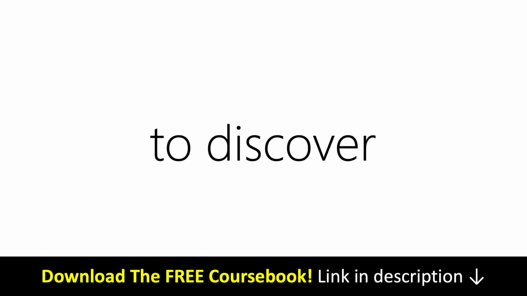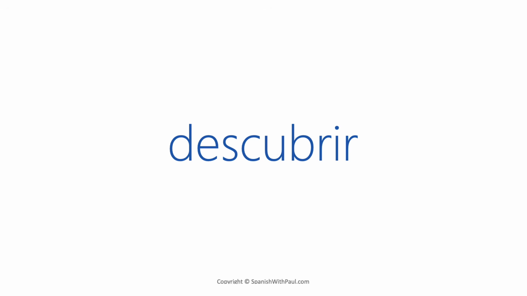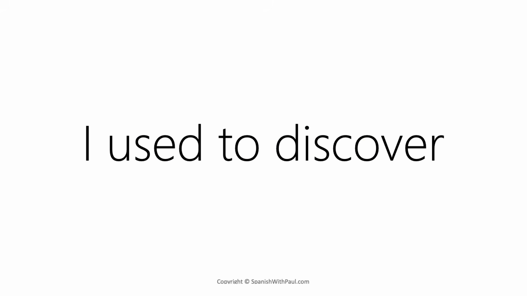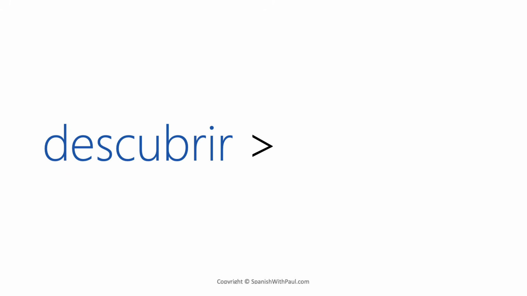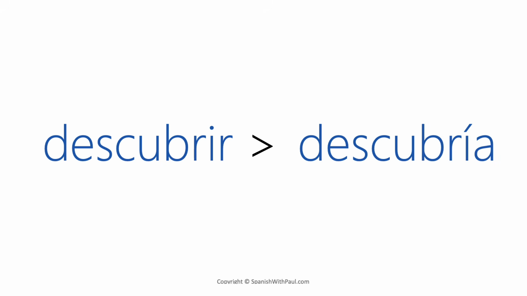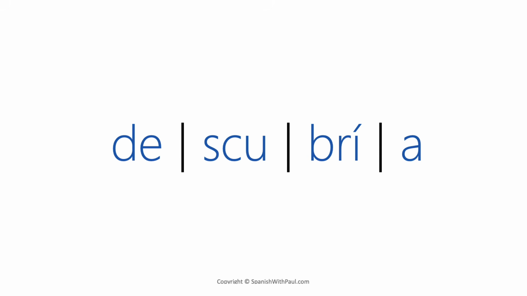The verb to discover is another verb that ends in IR, so it's going to take that ía sound. So to discover is descubrir. Descubrir. To express I used to discover, we take descubrir and it becomes descubría. Let's break up the syllables. We have descubría. Descubría. I used to discover.